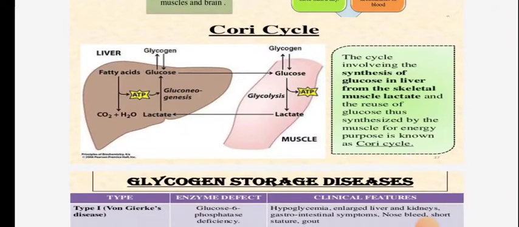Then the Cori cycle is seen in the liver. Fatty acids give CO2 and H2O, and there gluconeogenesis develops. Glycogen is released and passes to the muscles. The Cori cycle is the cycle involving the synthesis of glucose in the liver from skeletal muscle lactate, and the reuse of the glucose thus synthesized by the muscle for energy purposes. So it goes from muscle to liver and liver to muscle.